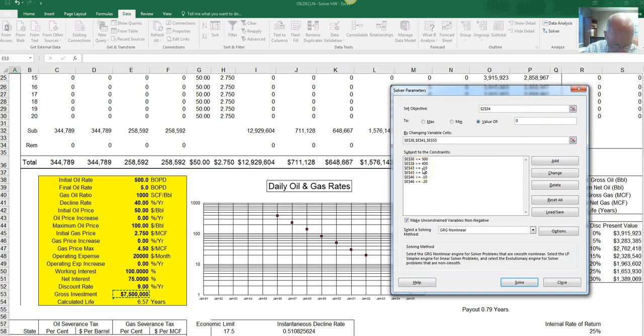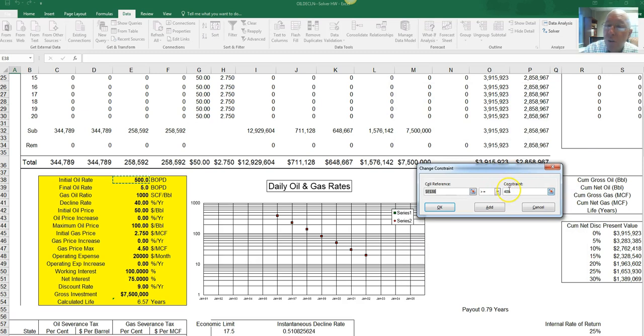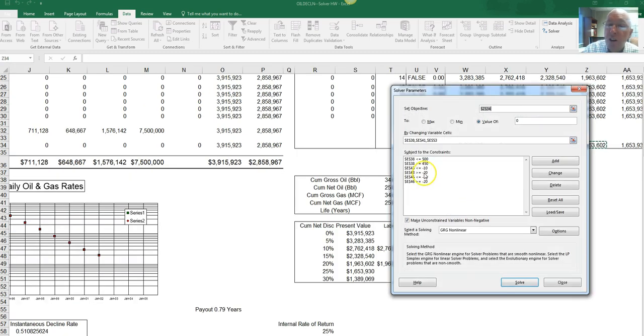In this case, I want to change this to say that it comes in at least 450 barrels, because I think that's as low as the worst case would go. So we make that change. And these we just delete.